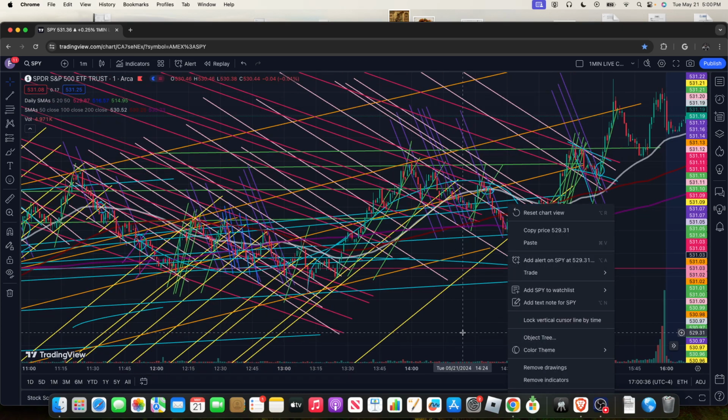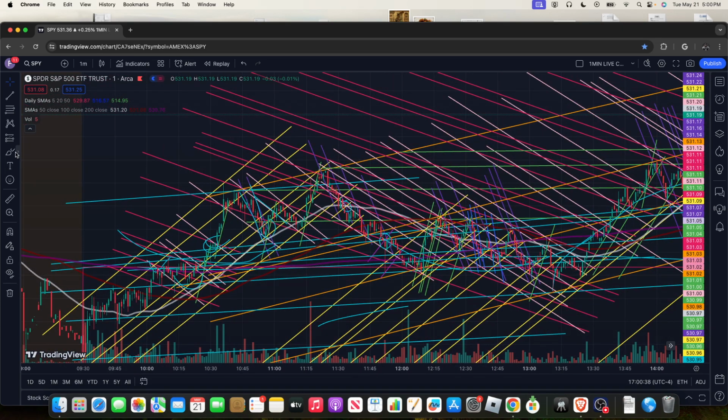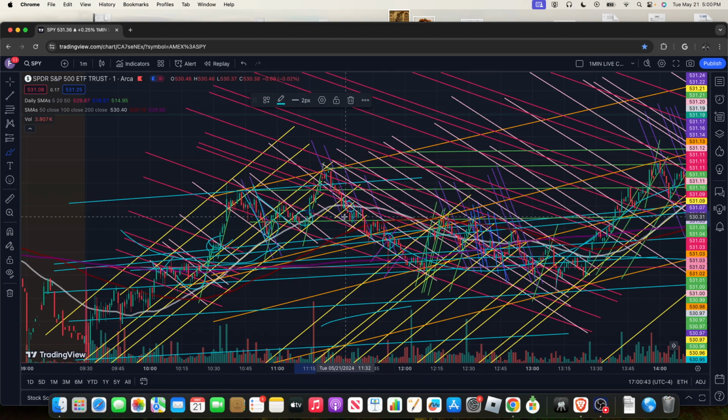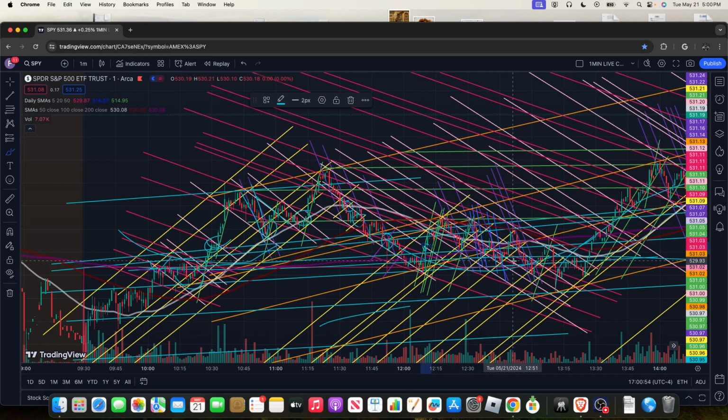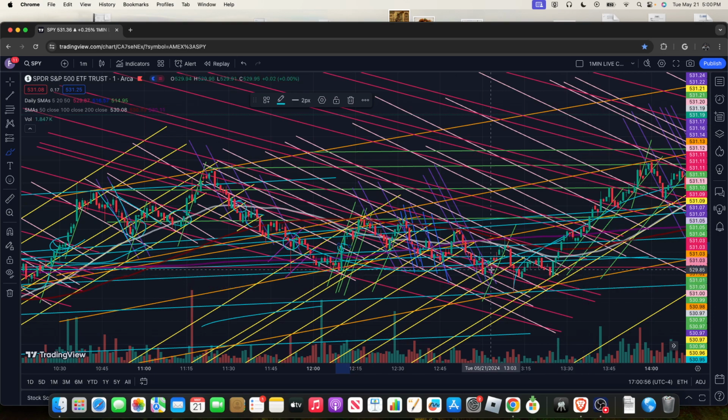But again, I'm gonna show you. This was one trade. This was another trade. This was another good scalp. This was another good scalp. Another, you could entry right here. Another entry right here. So you could have taken so many scalps right here. Another good scalp right here.